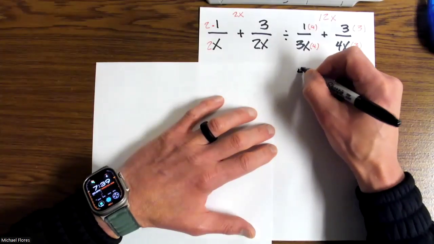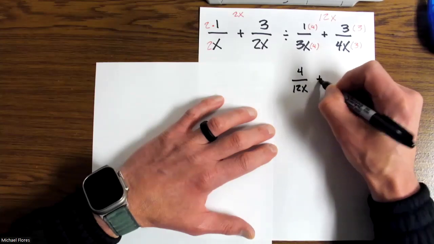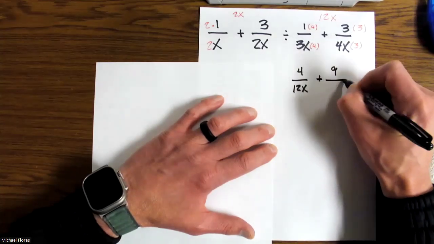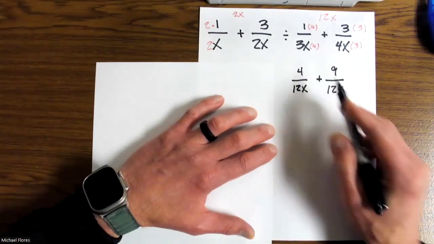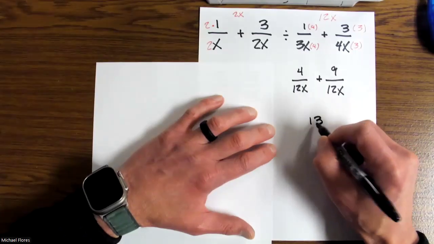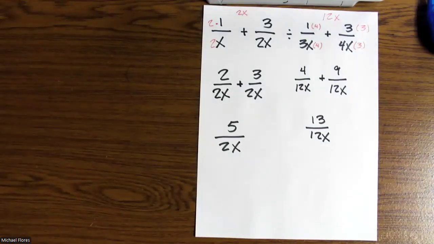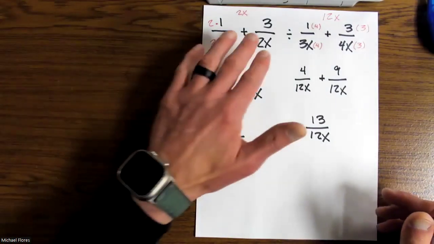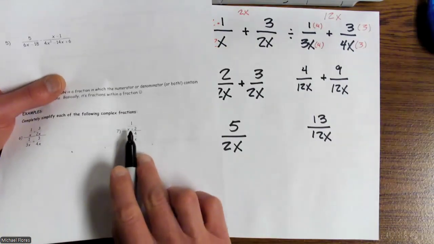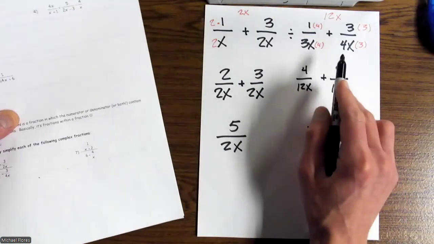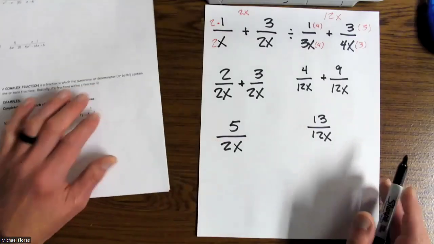1 times 4 over 3x times 4. 3 times 3 over 4x times 3. All right, now let's add our numerators. 4 plus 9, that's 13, all over 12x. All right. So remember, after simplifying the numerator of the original problem, which was this, and simplifying the denominator of the original problem, which was that, this is where we're currently at.